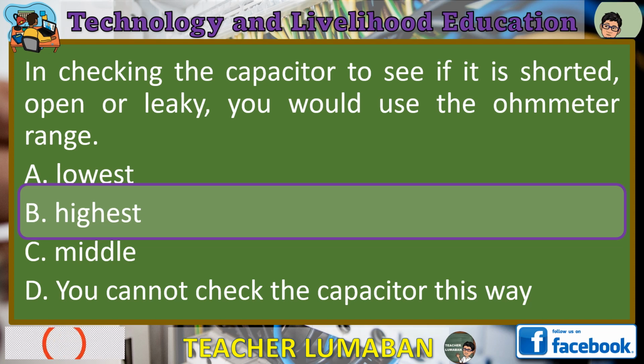Set the ohmmeter. Set your ohmmeter to the highest resistance range available. This is typically the ohms or resistance setting on the meter.